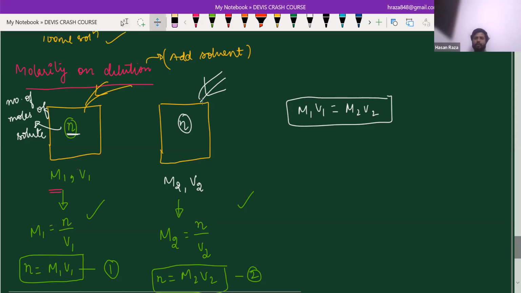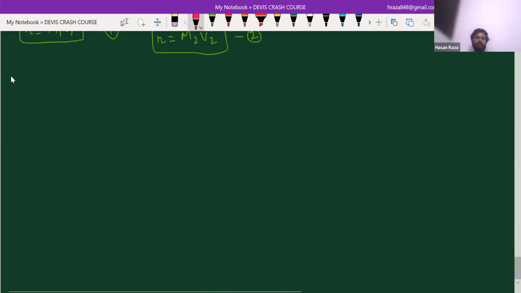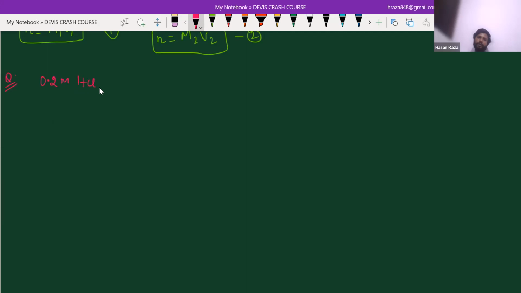Okay, so we are going to have a question on this so that it stays in our mind. Just suppose a 0.2 M HCl, 200 ml solution is diluted with 50 ml water. Calculate the new molarity.